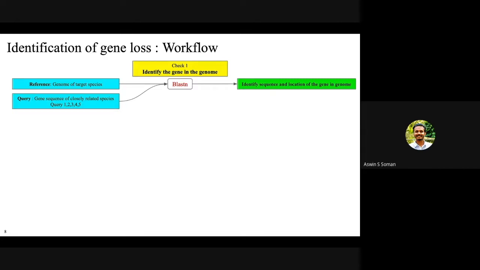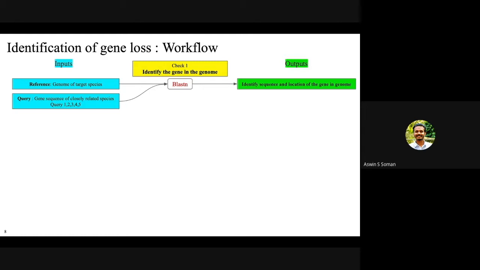If the gene is present, it will give a match, and if it is missing, that doesn't mean the gene is lost. So in this figure, we can see the middle yellow colored boxes are the main steps, and the left side are the inputs, and on the right side we have the outputs, and the tools used are marked in red. So if it is missing, that doesn't mean the gene is lost.